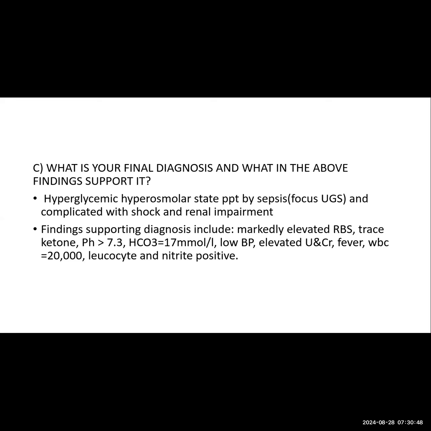This patient also had trace ketone that is more in keeping with HHS compared to DKA, where you have significant ketones up to more than 2 pluses. pH is greater than 7.3, more in keeping with HHS. In DKA, pH is less than 7.3. Bicarbonate here is 17 millimoles per liter, more in keeping with HHS. In DKA, you have less than 15 millimoles per liter bicarbonate.